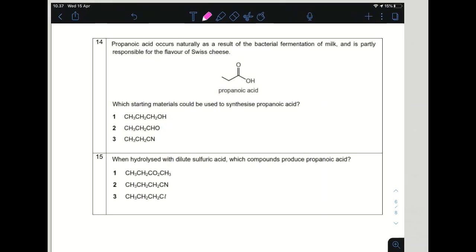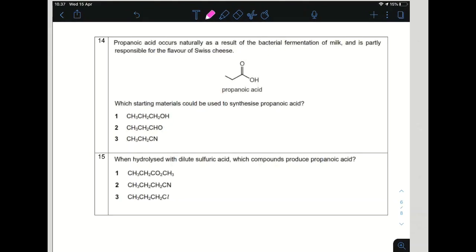For the next question, 14, we have propanoic acid. Which starting materials can be used to synthesize propanoic acid? Basically, how do you get propanoic acid? You get propanoic acid if you have an alcohol. This one is a primary alcohol, and we know that a primary alcohol can be changed into an aldehyde and then further changed into a carboxylic acid. So number 1 is possible.